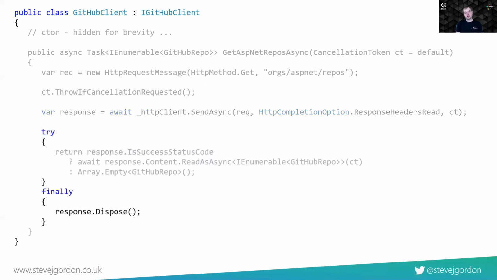And the way we signal that is by using dispose on the HTTP response message. So the right way to apply this is with a try finally. So whatever happens in the try, we make sure at the end we do dispose of the response. And this is the one situation where you might want to dispose of a HTTP response message today.